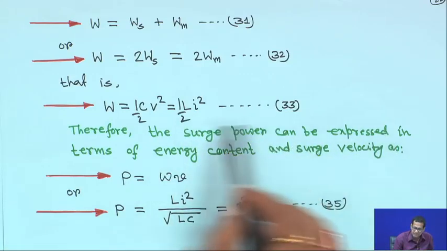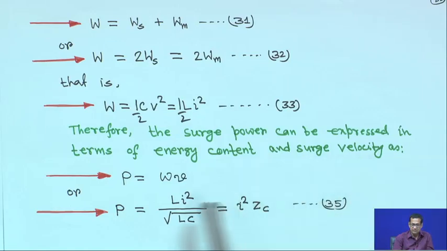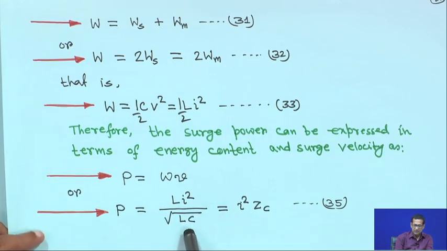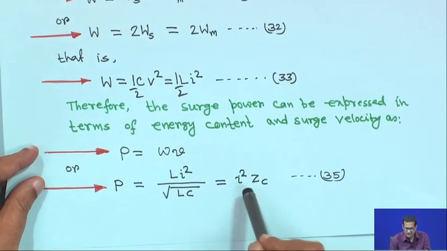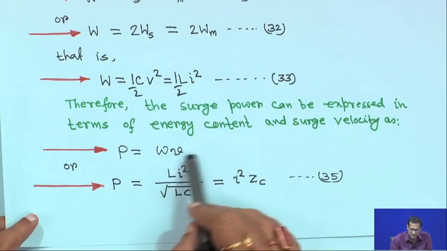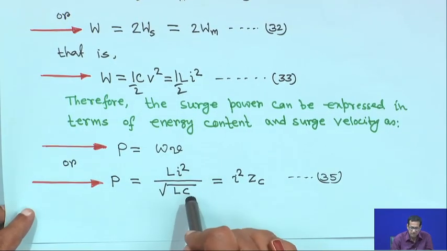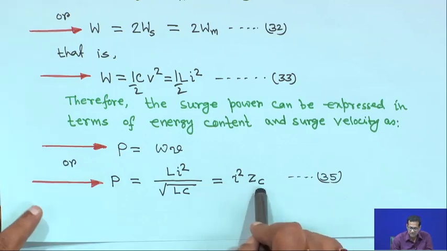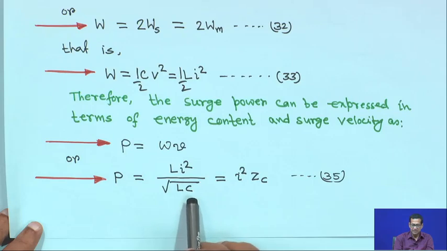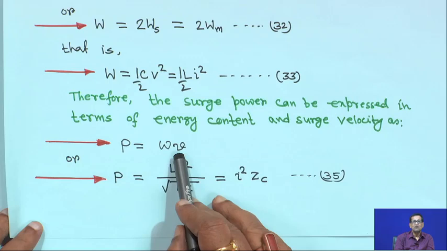Therefore, the surge power can be expressed in terms of energy content and surge velocity. That means surge power P is equal to W into v, that is, Li square by root over LC, which is equal to I square Zc. From here also you can easily find out P is equal to W into v, finally it will become Li square upon root over LC. So it is actually I square Zc. Otherwise, from I square Zc you can calculate this by just putting this expression, and it will automatically come.